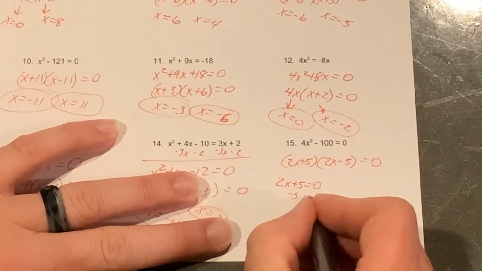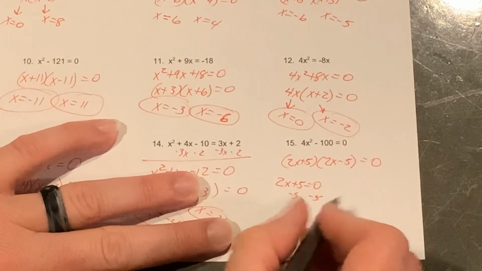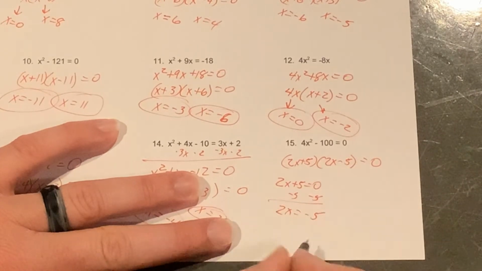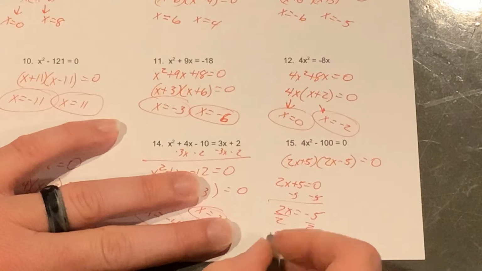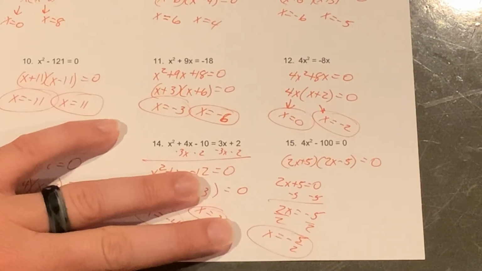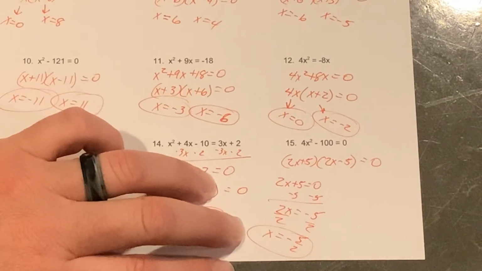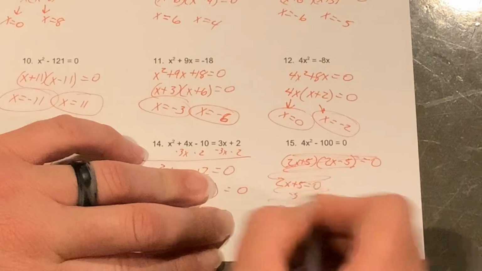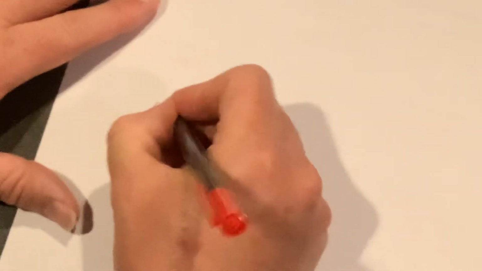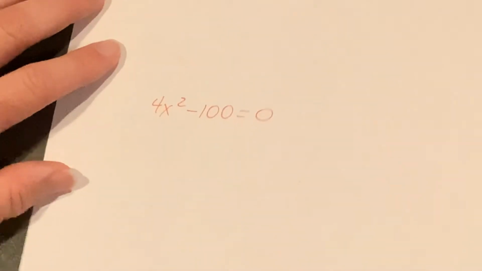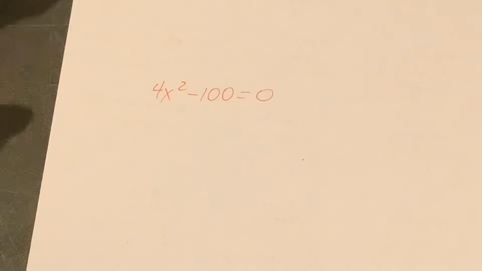So if I subtract 5, I get 2x equals negative 5. And then I divide by 2, I get x equals negative 5 halves. Okay. I'm sorry, I messed that up. Let's start over on that one. Let's do that again. 4x squared minus 100 equals 0. So even I mess up sometimes. So it's been a while.